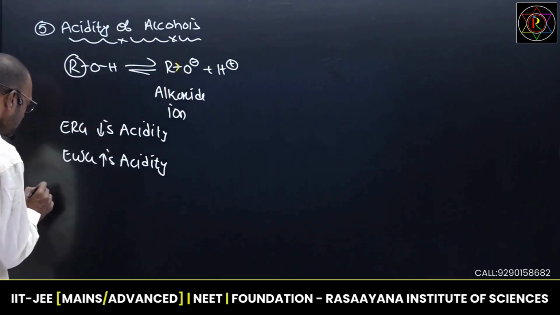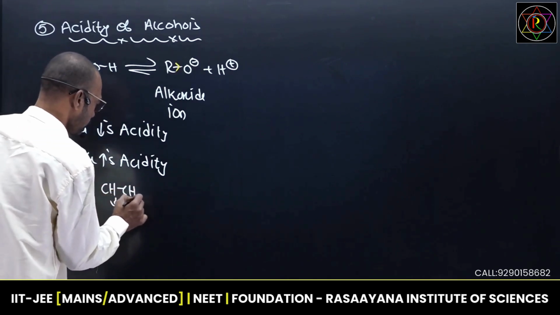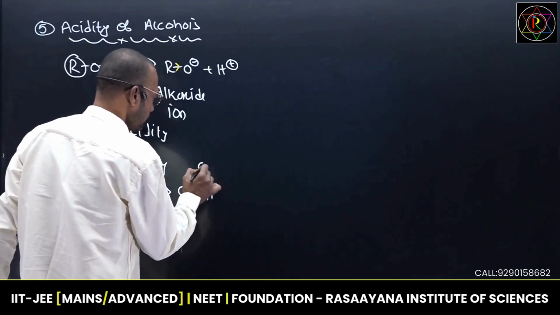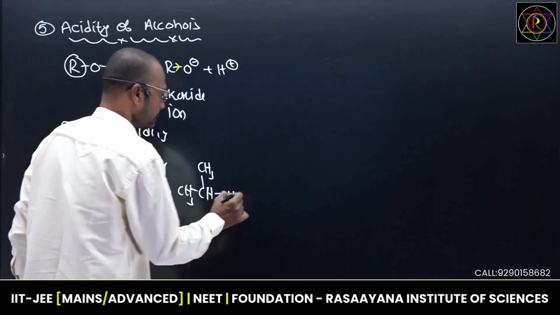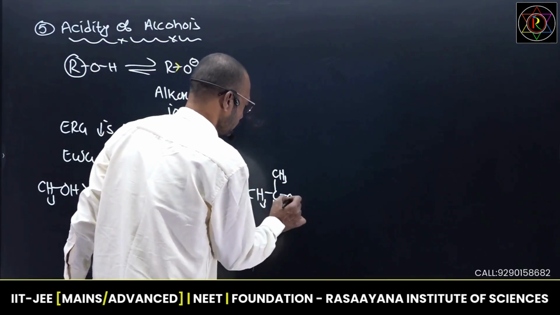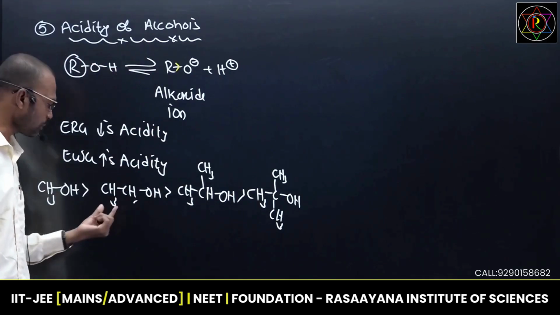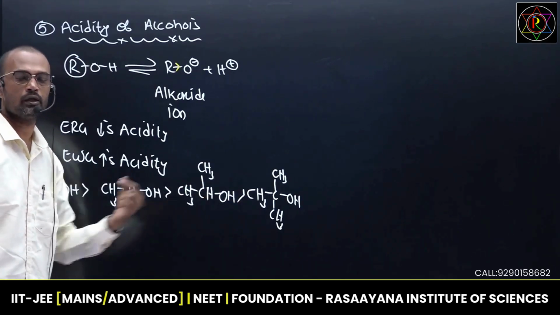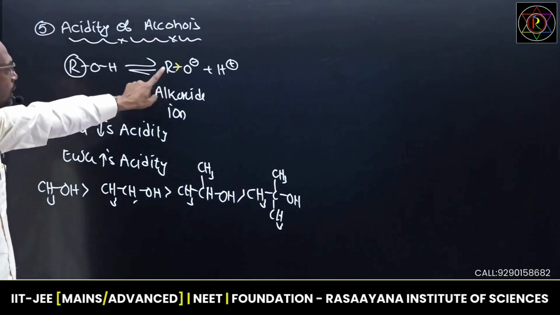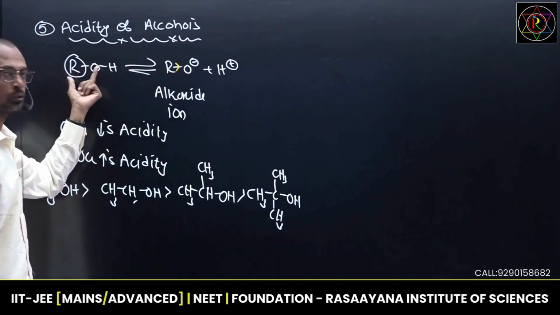So based on that, I can say that methanol is more acidic than ethyl alcohol. Ethyl alcohol is more acidic than isopropyl alcohol. Isopropyl alcohol is more acidic than tertiary butyl alcohol. So that is the order. We can explain the acidity of the corresponding alcohols like that. So primary is more acidic than secondary, and secondary is more acidic than tertiary. Remember, the acidity of alcohol depends upon the stability of the conjugate base. The conjugate base of alcohol is called the alkoxide ion. If this alkoxide ion is stable, it is more acidic.